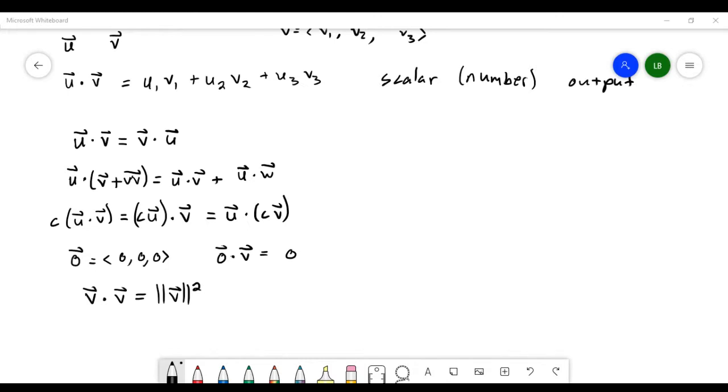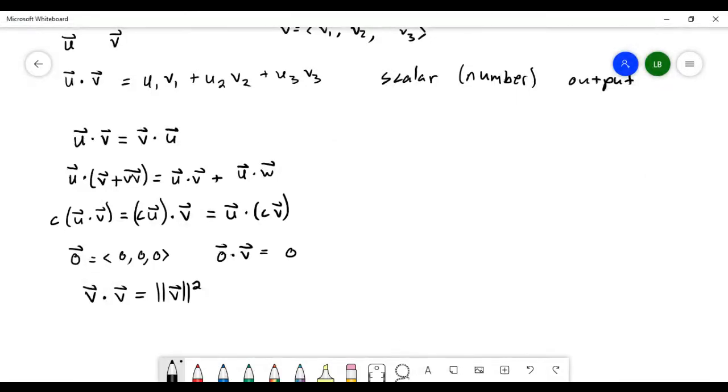Okay. And you might see these properties come up occasionally. Let's see, they all just kind of make sense. Sure.